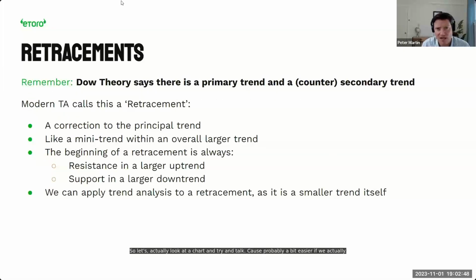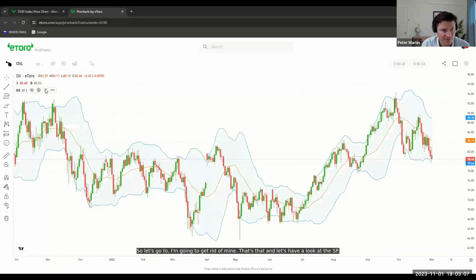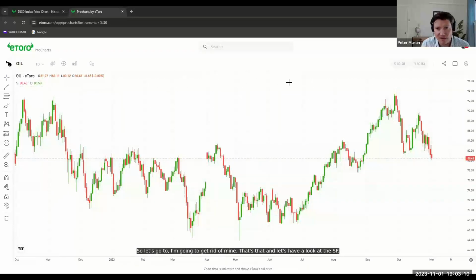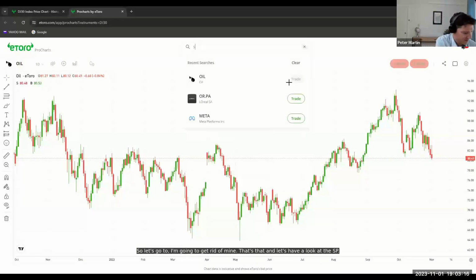So let's actually look at a chart, because it's probably easier to explain what we're talking about than me describing it with my hands in the air. So I'm going to get rid of my band there, and let's have a look at the S&P 500.